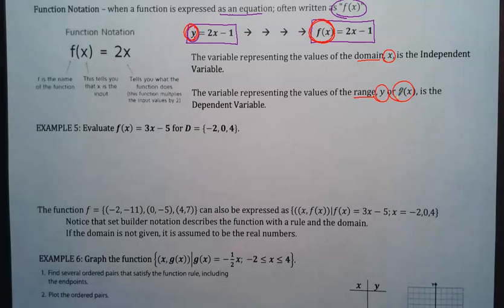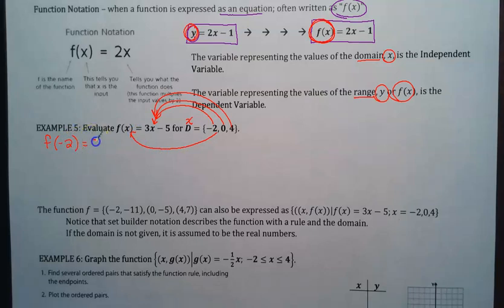Domain. For the domain when it is -2, 0, and 4, what that means is our domain is our x values. So we're going to plug each of these in for x and solve the equation each time. We're going to say f of -2, because I'm also plugging it in here so I know I'm putting -2 into the equation.